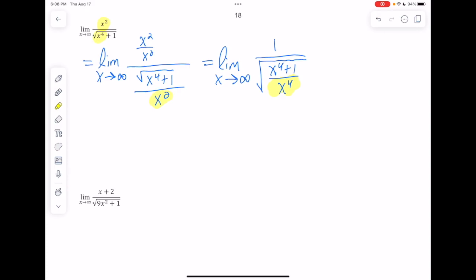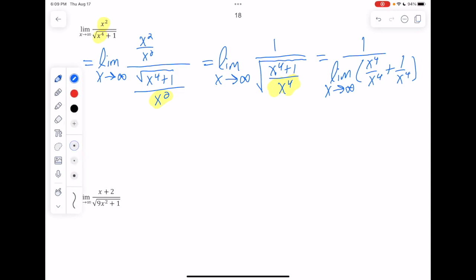We don't usually try to move stuff in the square root. We're used to moving it out. But in this case, it's useful to move it in because now I've got that 1 up top, and in the bottom, I'm looking at the limit as x goes to infinity of, and I can break this into 2 fractions. I have x to the fourth over x to the fourth plus 1 over x to the fourth. And all of that, sorry, you're going to have to squeeze this in, so I'm going to do it in a different color just so we can see it. All of that's still inside of the square root.